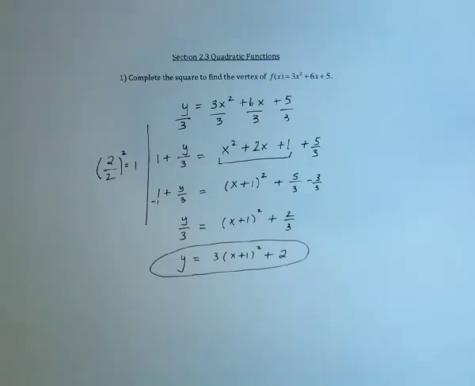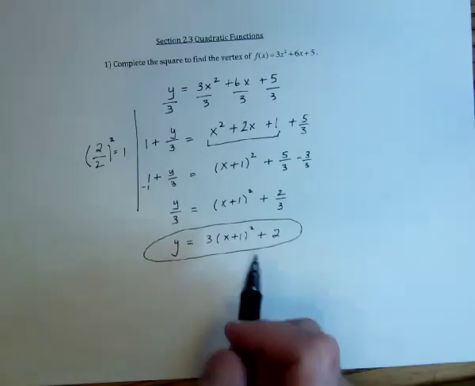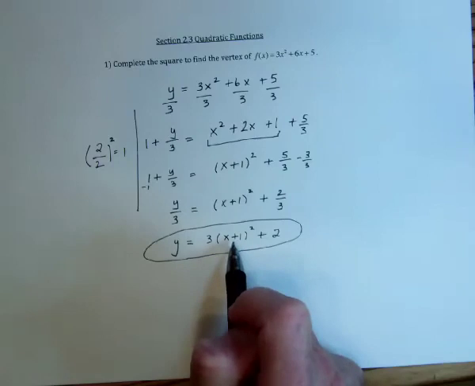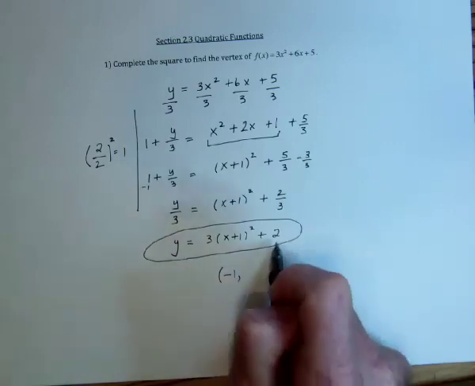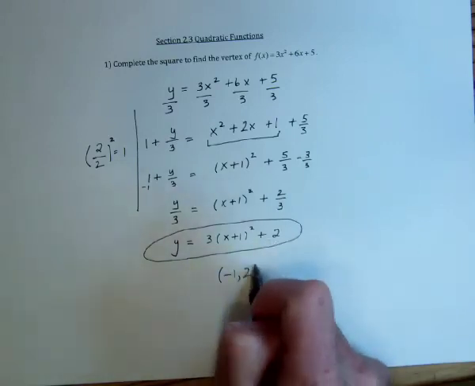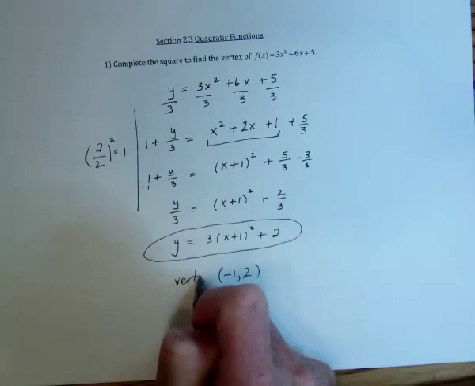Now the last part is the vertex. Well, that just comes from these two numbers here. This part is saying move over to the left by 1, and this is saying move up by 2. So there is the vertex.